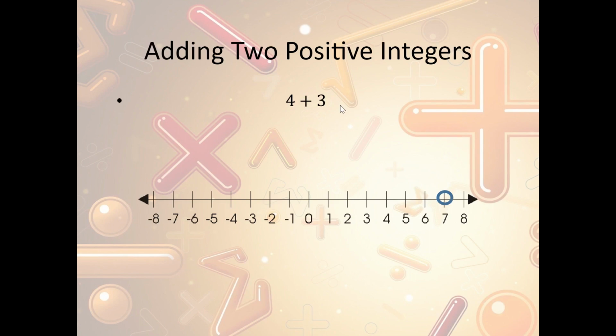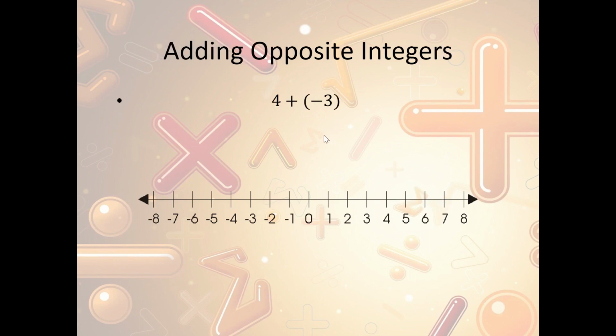That's pretty simple. But when we get into negative integers, now it changes a little bit. So let's look at 4 plus negative 3. Again, we start at 4. And this time we're going to add, but instead of adding to the right, we're going to add in the opposite direction. So we're going to go 1, 2, 3 in the opposite direction, and we end up at 1. So 4 plus negative 3 is 1.